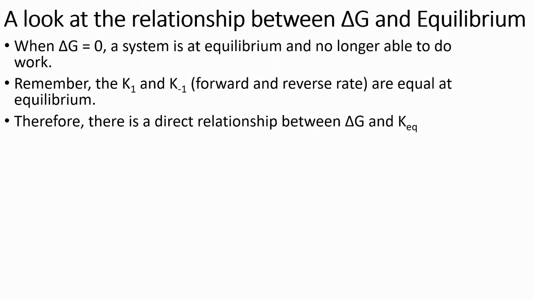So today's lesson is going to be on the relationship between delta G, Gibbs free energy, and equilibrium. If delta G equals 0, then we know that the system is at equilibrium and no longer able to do work. Remember, when in equilibrium, the rate of the forward reaction equals the rate of the reverse reaction. So the rate of the forward, k1, and the rate of the reverse, k minus 1, are equal. Because of this, we are able to see a direct relationship between our equilibrium and our delta G.